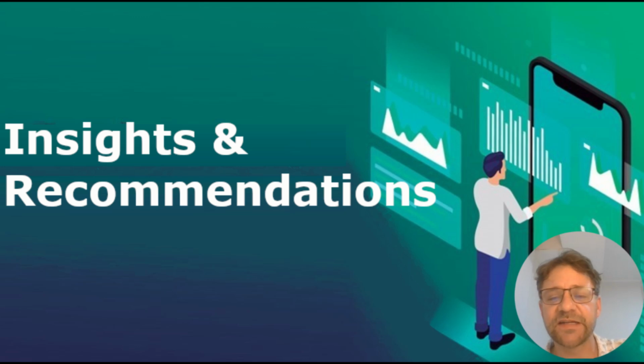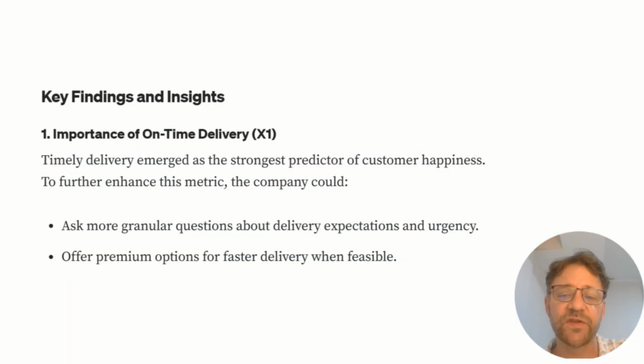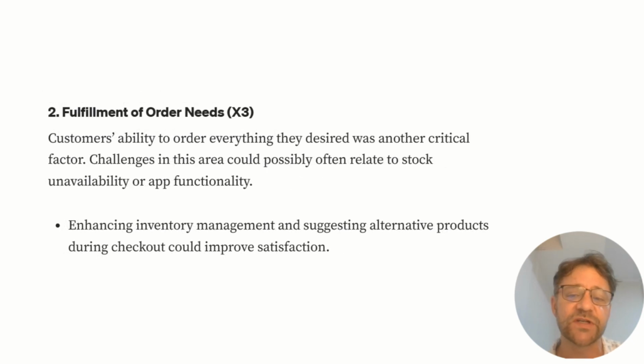So in terms of key findings and insights and recommendations for the company, we can talk about the best features in the model. X1 had to do with importance of on-time delivery, so we can talk about the logistics of the company and trying to ensure there are less and less late deliveries. Or we could talk about premium options for faster deliveries if it's feasible. We can talk about X3, which had to do with fulfillment of order needs. And for that, we could suggest that the company put some energy into enhancing inventory management.